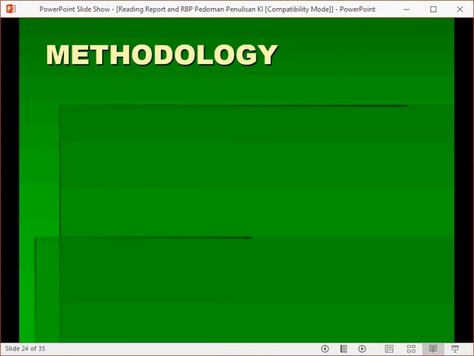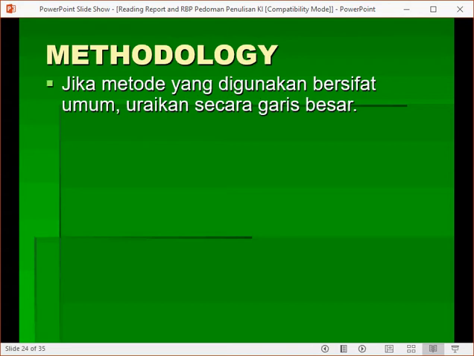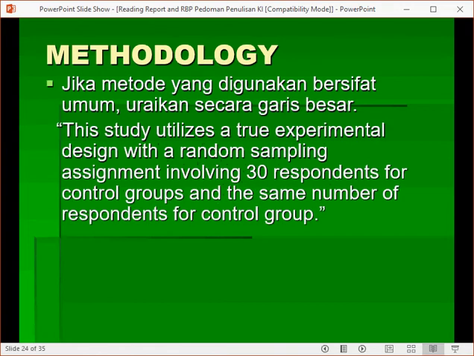Okay, number 2 is methodology. IMRAD, methodology. Method is very general, so you have to discuss it generally. For example, this study utilizes a true experimental design with a random sampling assignment, involving a certain number of respondents in the experimental group and the same number of respondents in the control group.